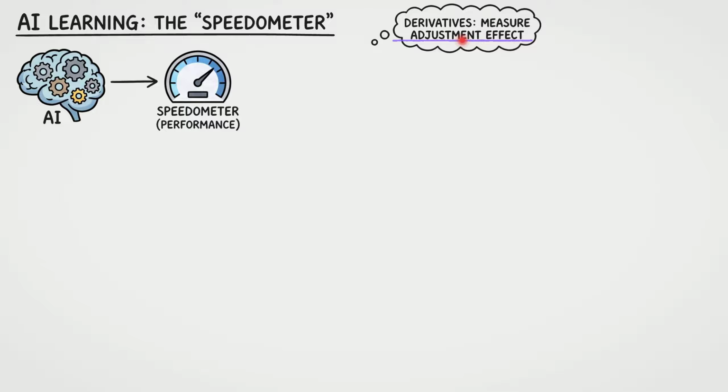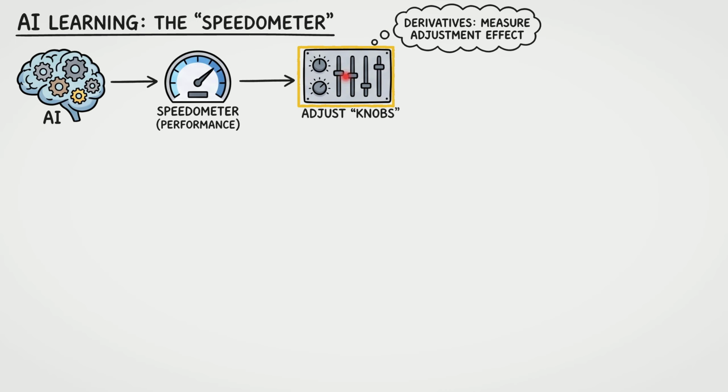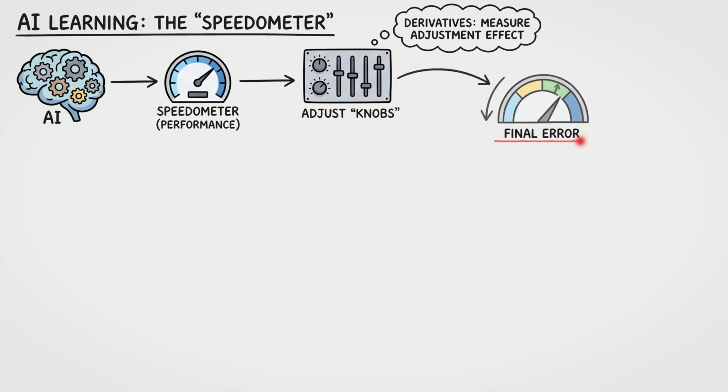Imagine the AI has a control board. When it turns a specific knob or slider within its brain, it needs to know how that tweak affects the outcome, which we see here as the final error. By understanding this relationship, the AI learns whether it should turn those knobs left or right to improve its accuracy.